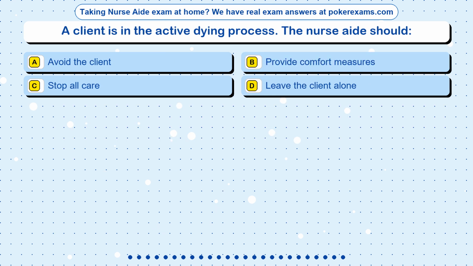Question 12. A client is in the active dying process. The nurse aide should: Option A, avoid the client. Option B, provide comfort measures. Option C, stop all care. Option D, leave the client alone.